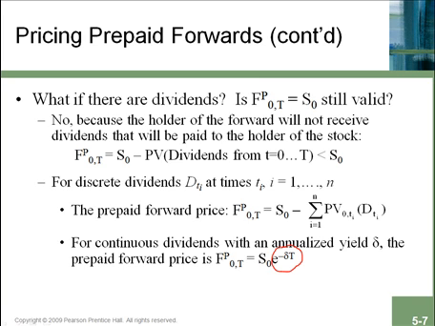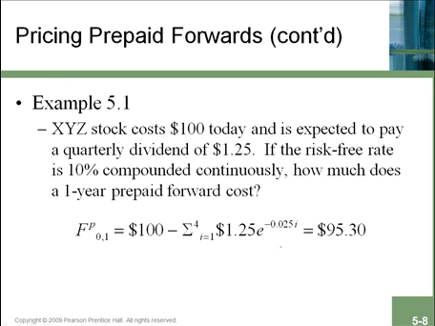Let's look at some examples of how we might handle this situation. Let's say that XYZ stock has a value of $100 today, and it has a quarterly dividend of $1.25 per share. Our risk-free interest rate in this case is going to be 10% compounded continuously, and we want to know how much a 1-year prepaid forward would cost on XYZ stock.